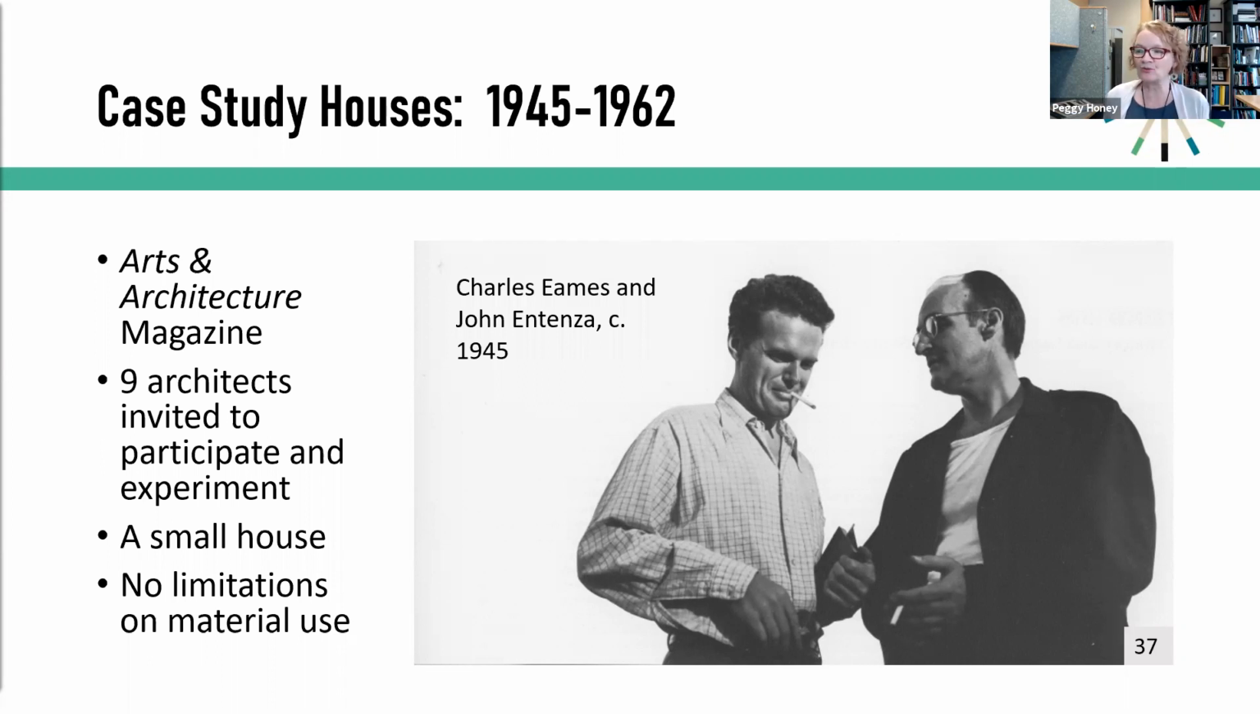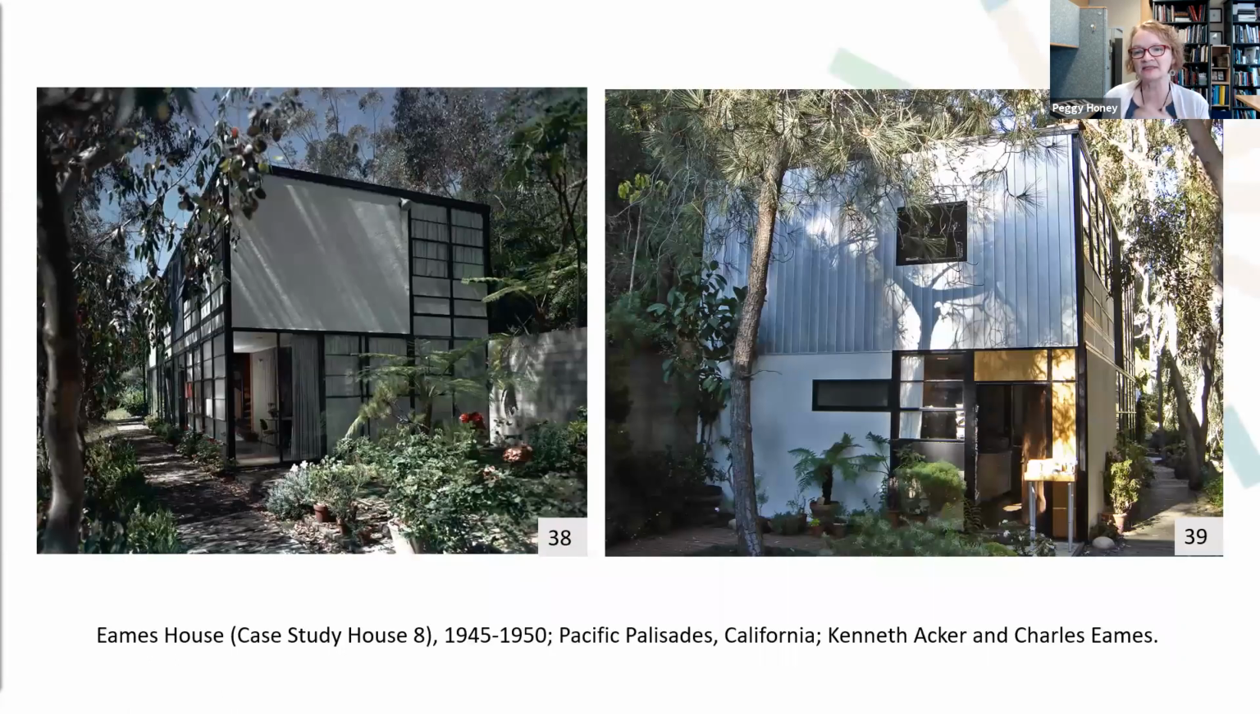And some of the houses were never built. Some of them were just designed. But probably the most famous of the case houses was this one. It was Eames' own house, known as Case Study House number 8. You can see it's built quite early after the end of World War II. These case houses were wildly successful in introducing new technologies and affordability to high design dwellings.